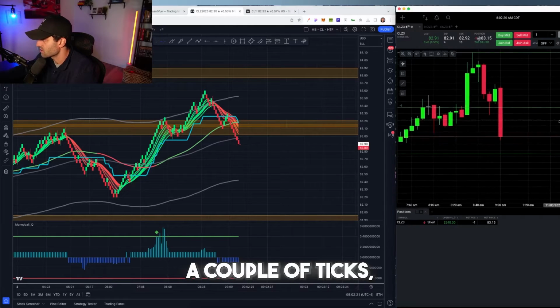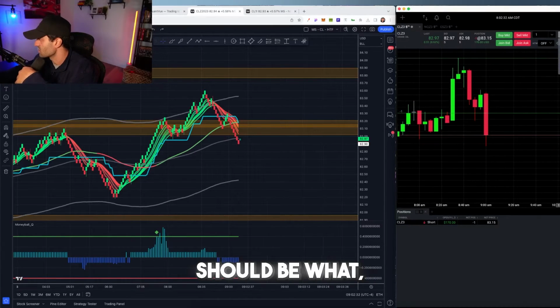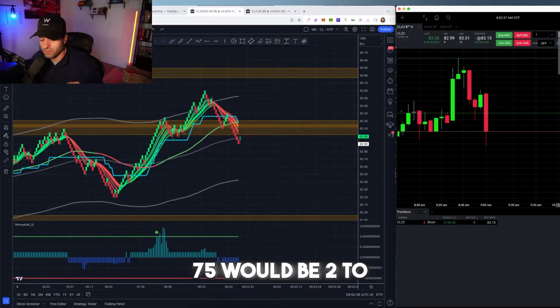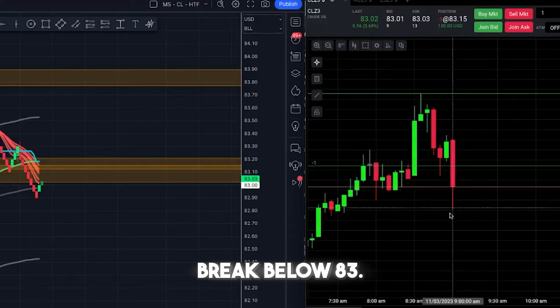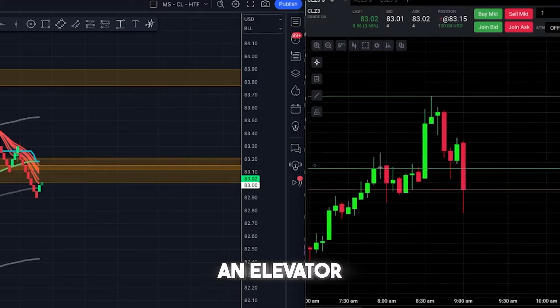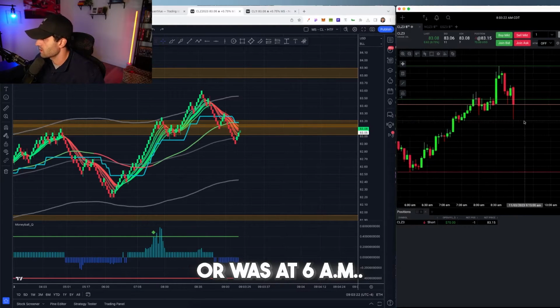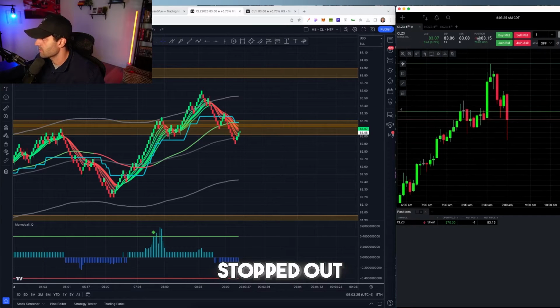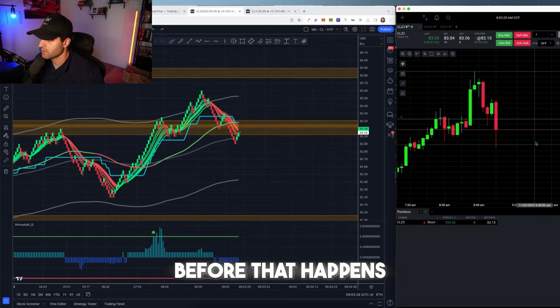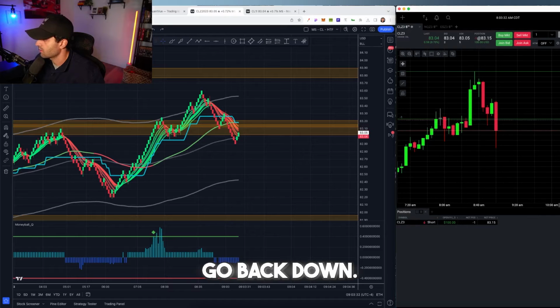If I'm within a couple ticks, I'll get out of this thing, which would be what? 75 would be a 2-to-1. As soon as we break below 83, I think this is an elevator ride down to the previous lows here. What was that? 6 a.m. But I might get stopped out of this thing before that happens. This might just come up, grab me, and then go back down.